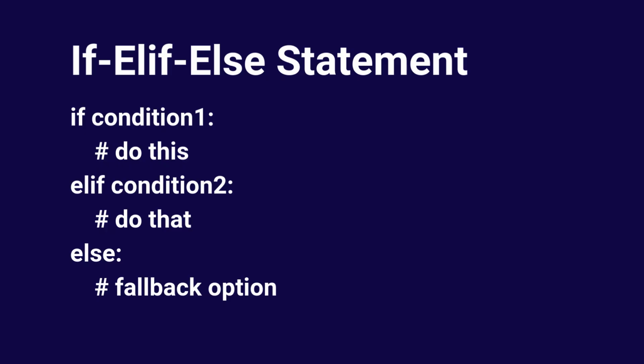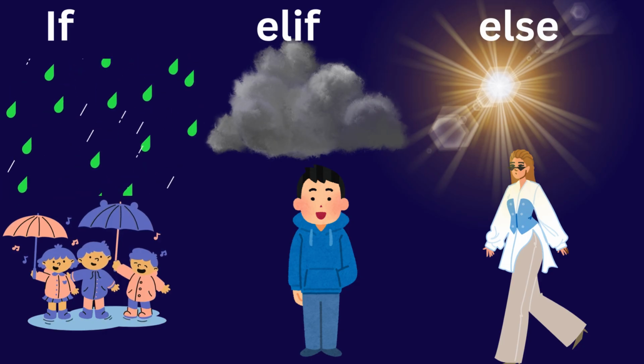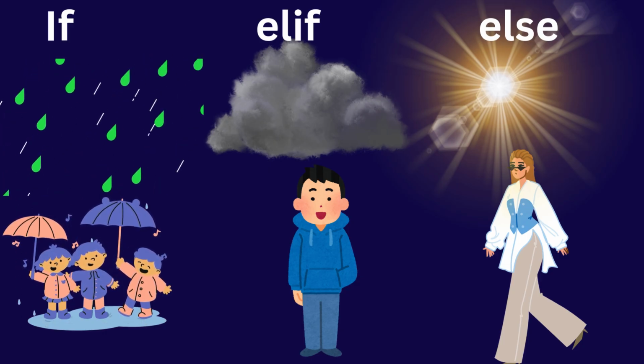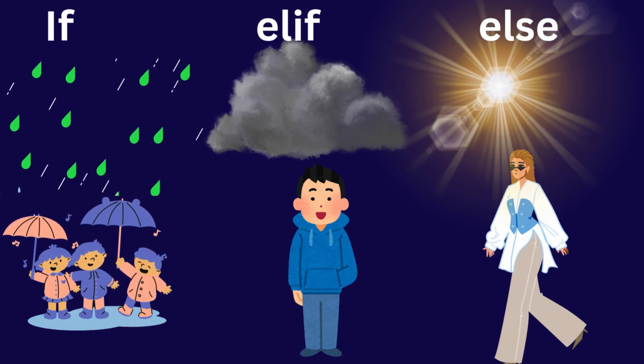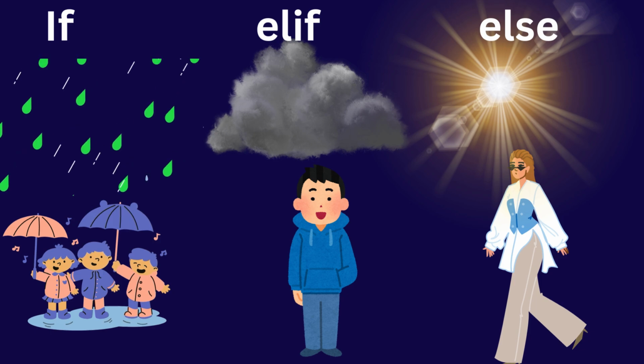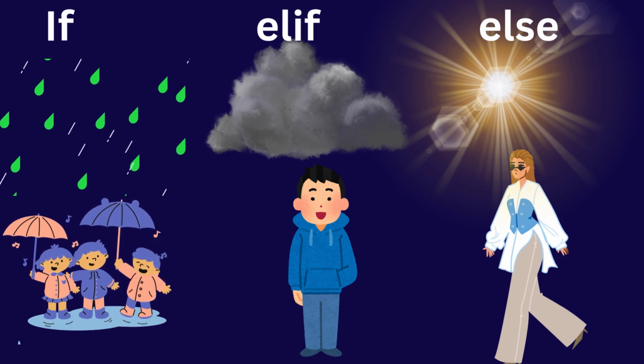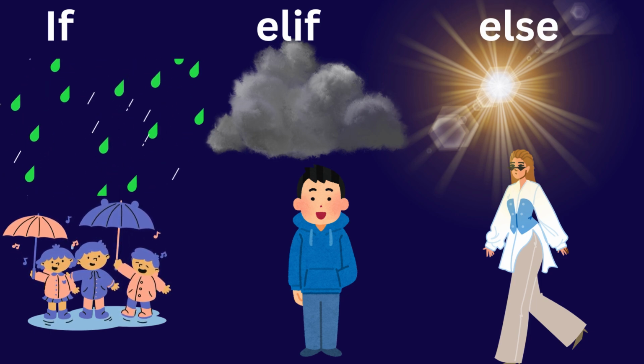Let us take the same real-life analogy for the weather condition. If raining, you take an umbrella. Else if cloudy, take a light jacket. Else wear sunglasses. Let us understand the grading system here.